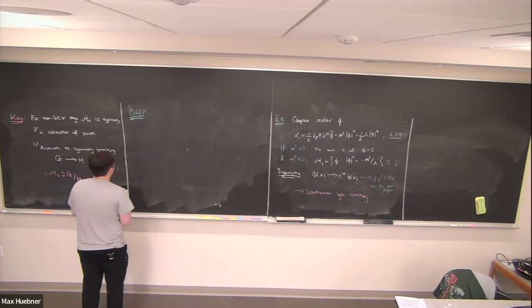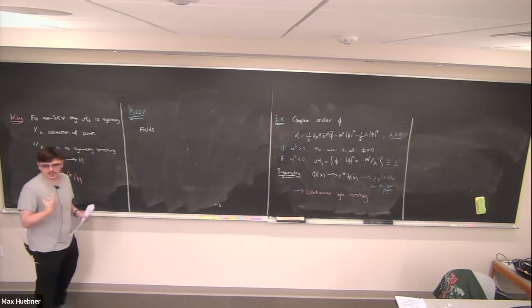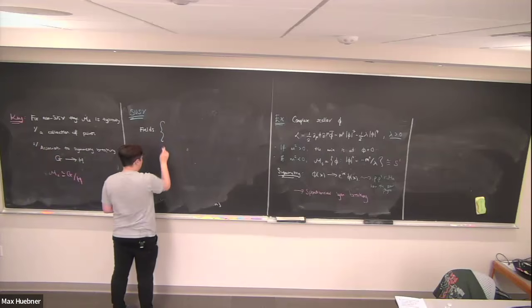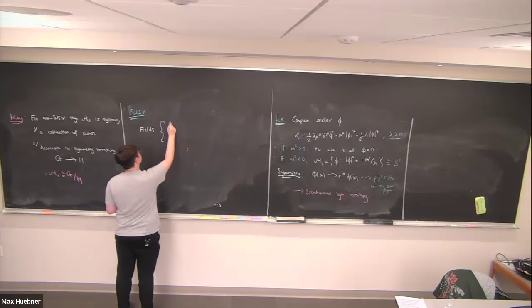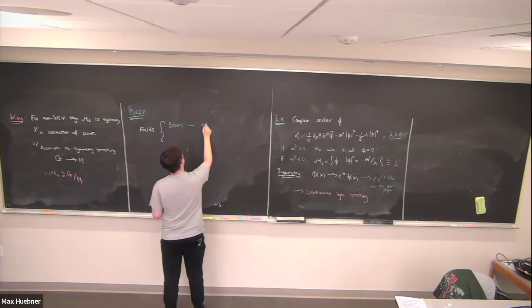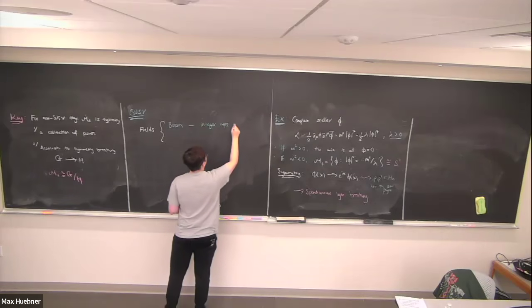In order to talk about supersymmetry, you have to say that fields come in two varieties. One is the so-called bosons, and these are in integer reps of the Lorentz group.